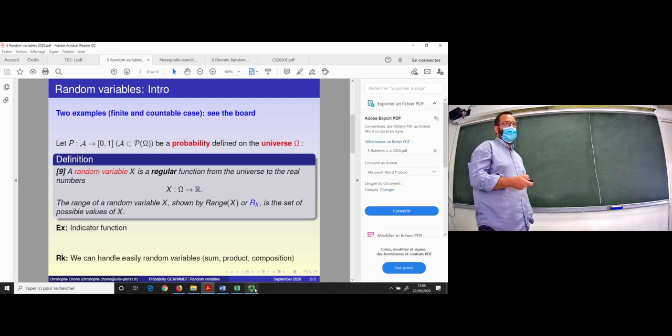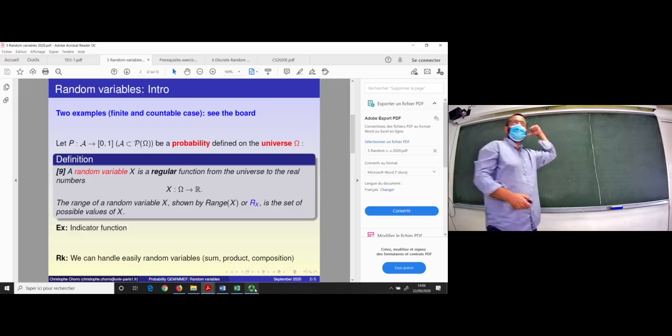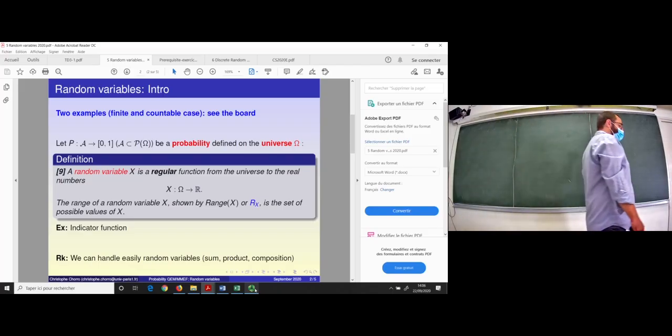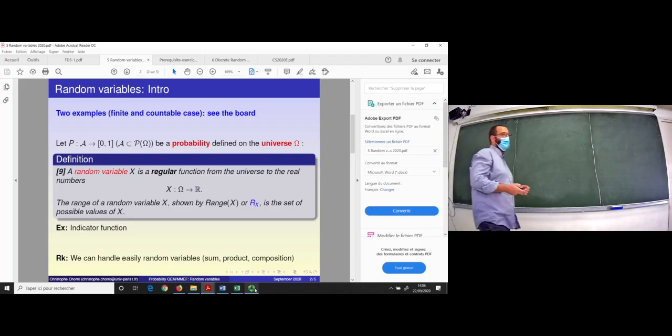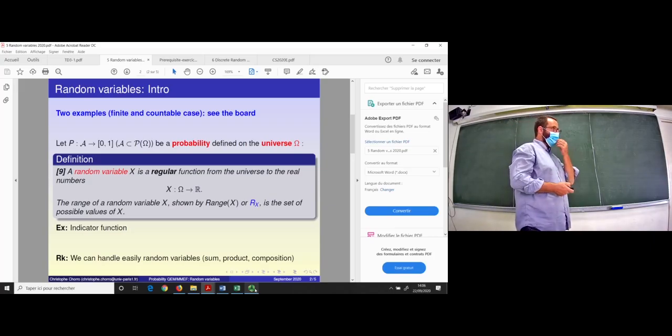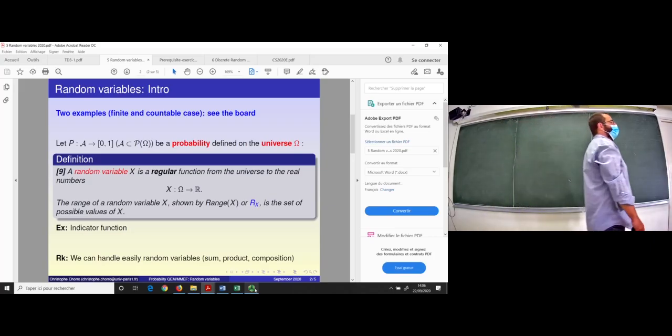I have a probability defined on the universe. In my previous examples, it was the universe related to rolling a dice and the associated probability, or flipping a coin until the first head appears and the associated probability. And X is just a general mapping defined on the universe with values in R. Basically. Not more.